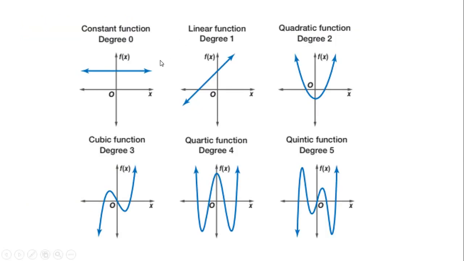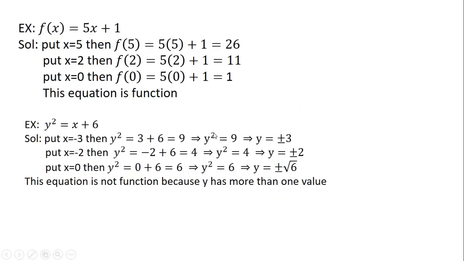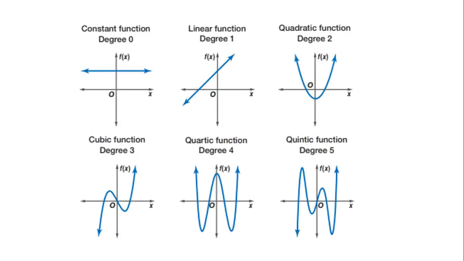We have different functions. Firstly we discuss constant functions. In this, f of x equals b, where m equals 0. This is also called a constant function. F of x equals 2 or f of x equals 3, this is a constant function. So a constant function has degree 0. This line denotes the constant function.